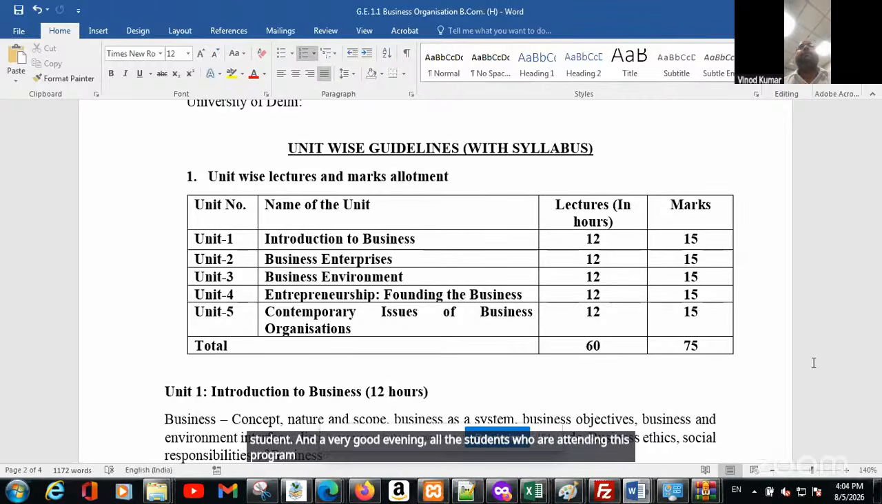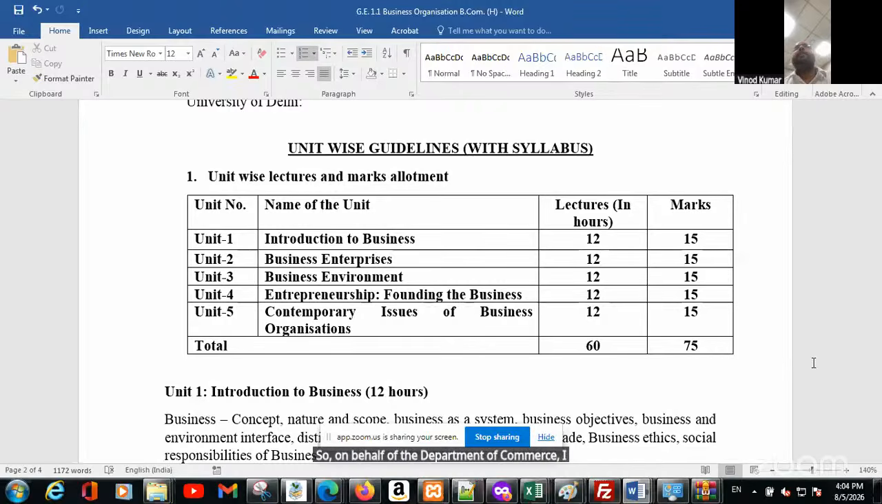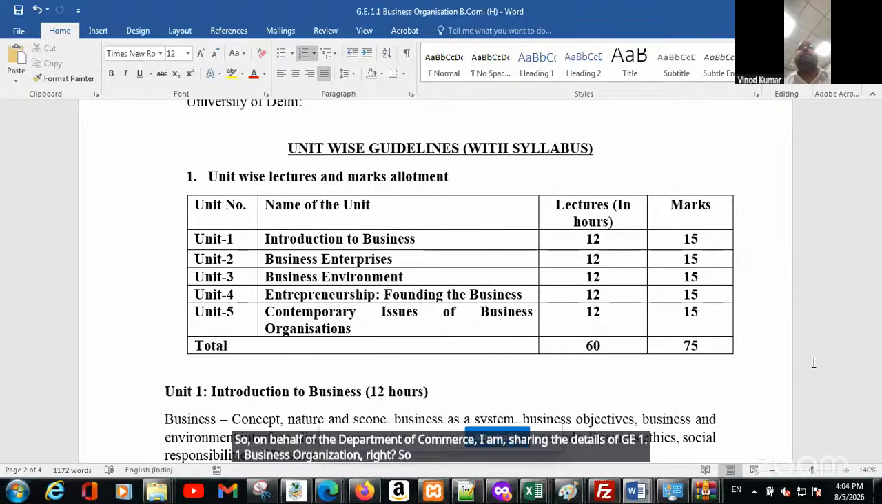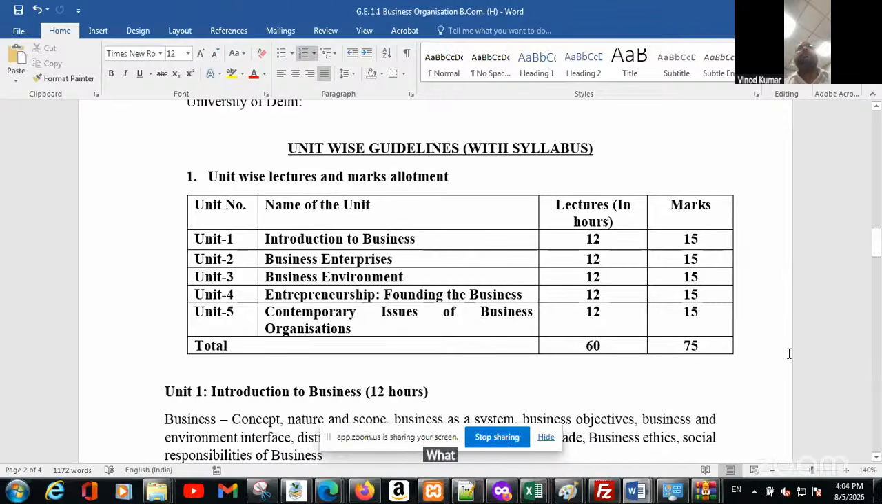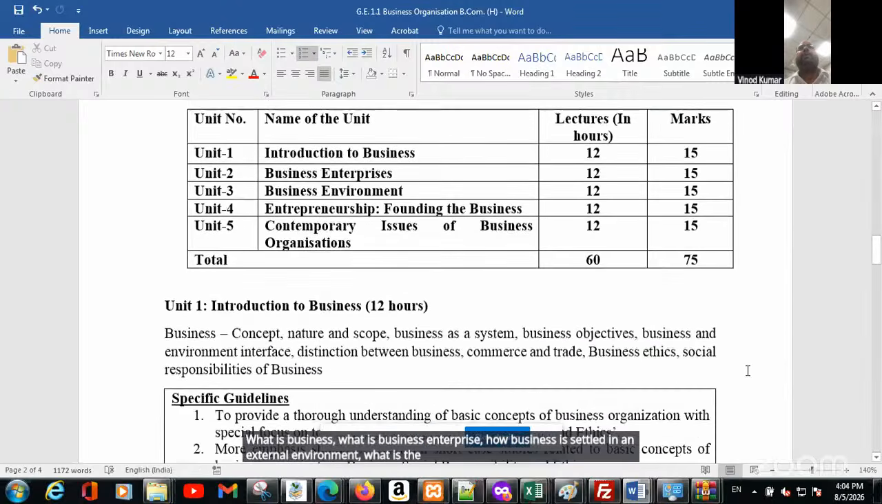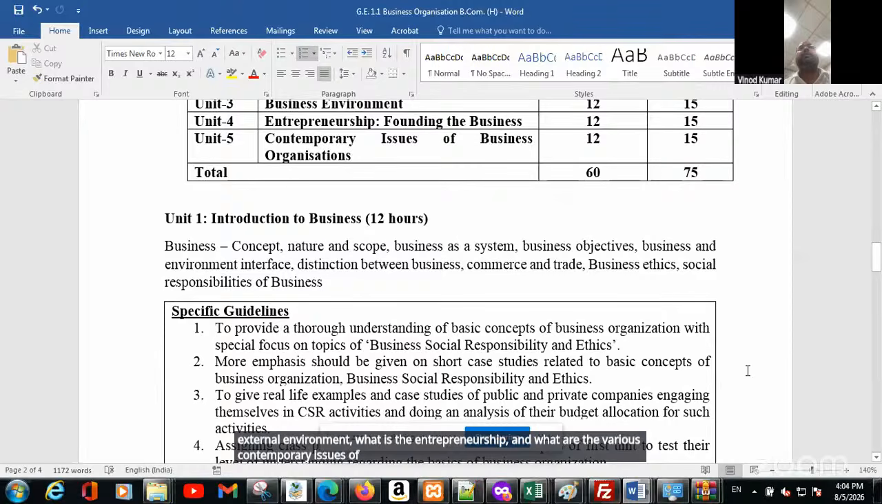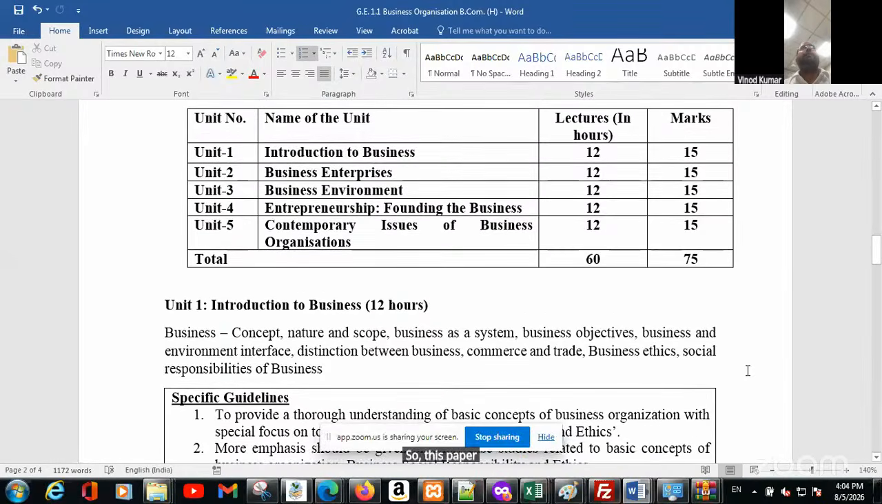So on behalf of the Department of Commerce, I am sharing the details of GE 1.1 Business Organization. This paper is highly relevant to everyone, because it will give a complete idea about what a business enterprise is, how business is settled in an external environment, what entrepreneurship is, and what the various contemporary issues of business organizations are at present. There are 5 units in this paper, and it will be delivered by Miss Angel Joshi Lakra. She will teach this paper.